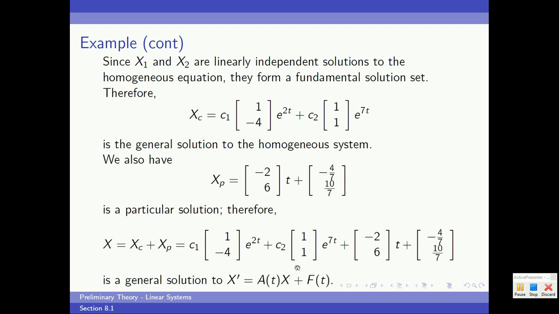So this is our complementary part. This is our particular part. And that's our general solution. And that is all of 8.1.